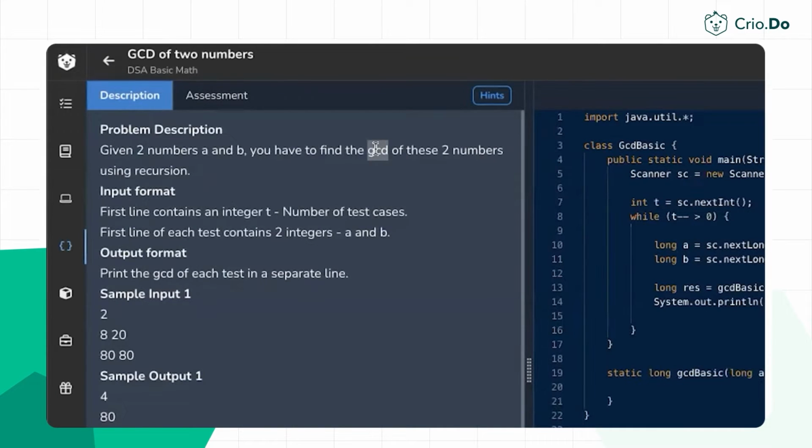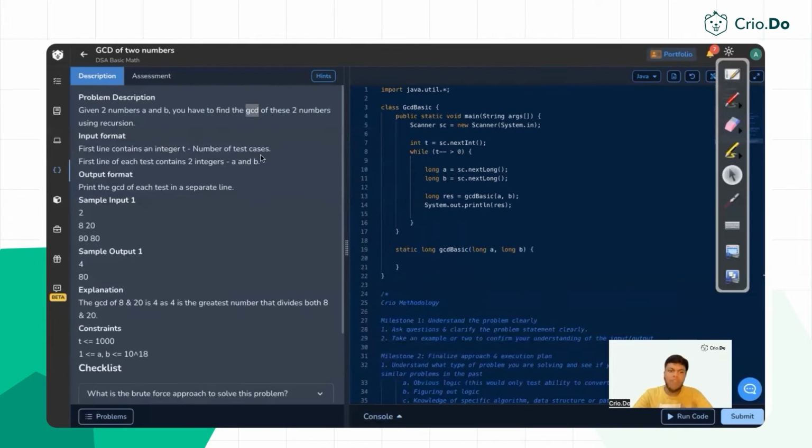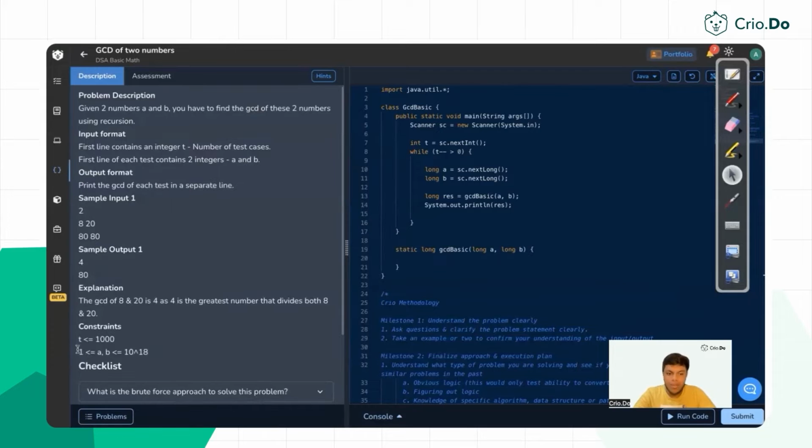So we have to find out the HCF or GCD of two input numbers, which will be 64-bit numbers. Why? Because both of these numbers A and B will be from 1 till 10 to the power 18. So it will be of a long data type in some of the languages. So the GCD of two numbers should be figured out using recursion.